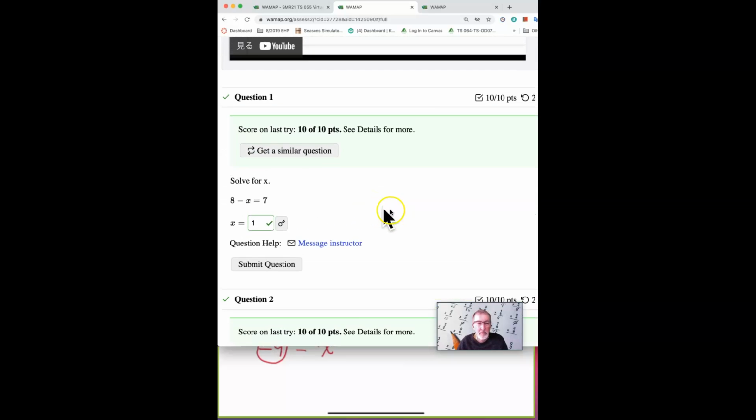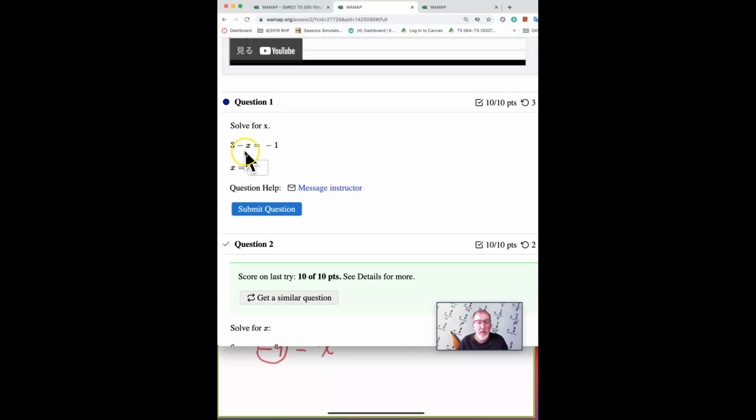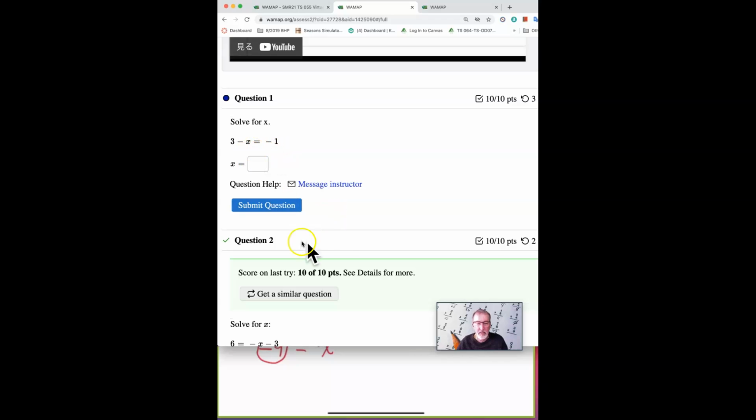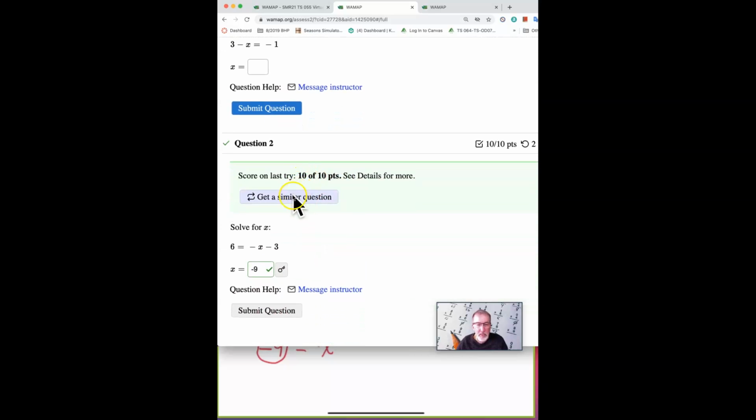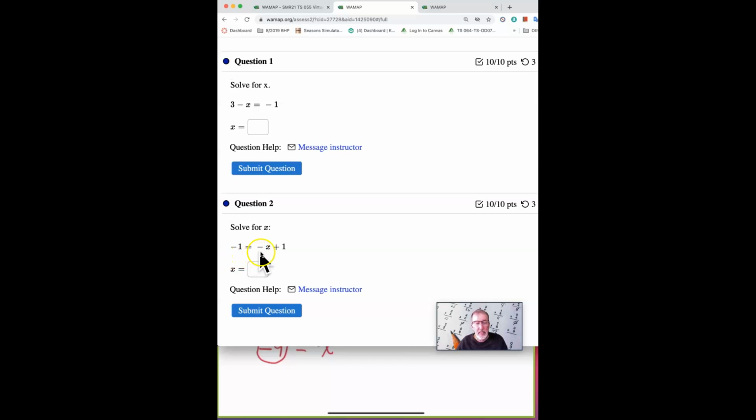And so you can work a similar problem. 3 minus x is equal to negative 1. Many of you may be able to see the answer, and these are pretty basic, but make sure you work through the steps so that you learn the process. That algorithm is really important, and this is where you build those basic skills. Let's do a similar question here, just to see what it looks like. Negative 1 is equal to negative x plus 1. This would be an interesting problem to work and see if you can get right, but you can work on those yourself. And I would always suggest trying to work a similar problem at WAMAP. It'll help polish your skills.